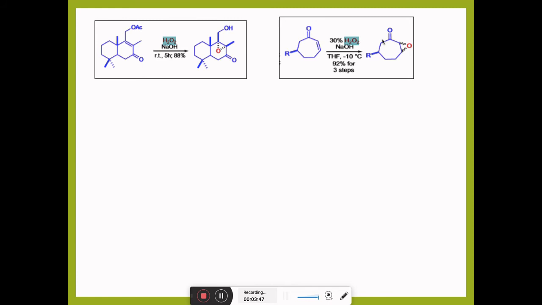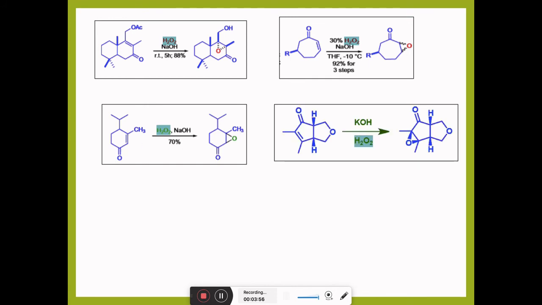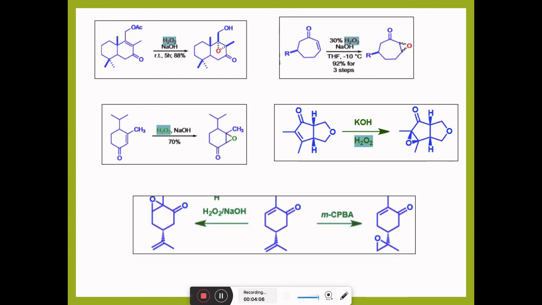Again this is one more example of epoxidation. This is again an alpha beta unsaturated carbonyl compound. This is a 5-membered alpha beta unsaturated carbonyl compound. So again epoxidation will take place.